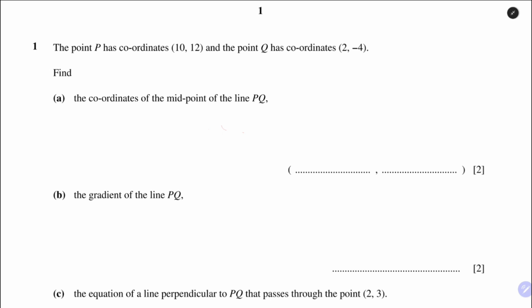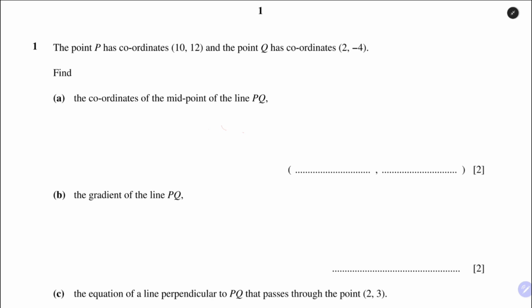Now, we need to read our first question. The point P has coordinates 10, 12 and point Q has coordinates 2, -4. Find the coordinates of the midpoint of line PQ.